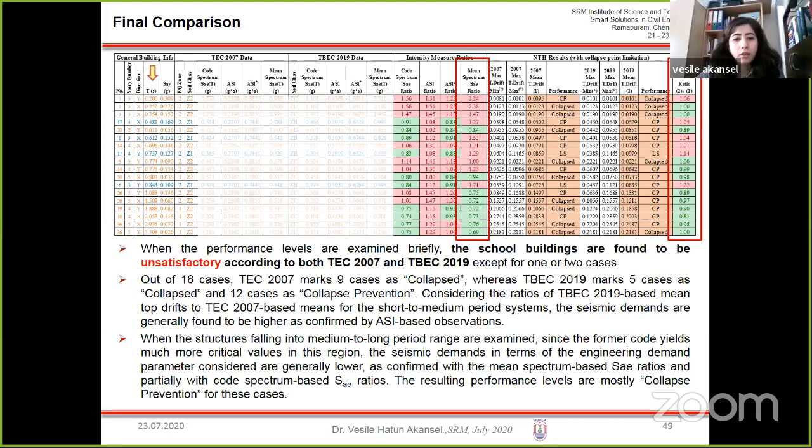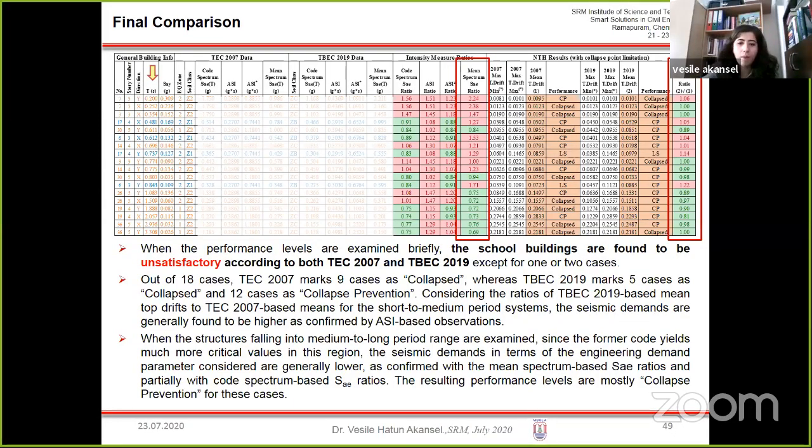And considering the ratios of the 2019 based mean top drifts and the previous one, for the short to medium period systems, the seismic demands are generally found to be higher, as confirmed by the ACE based observations. So when the structures falling into the medium to long period range are examined, the former code yields much more critical values in this region.